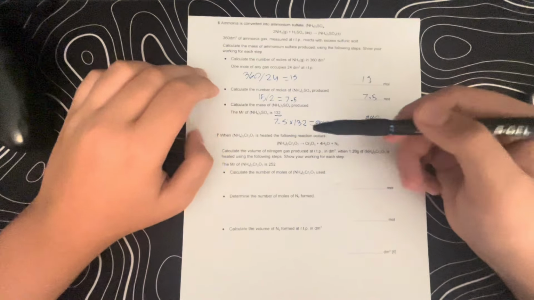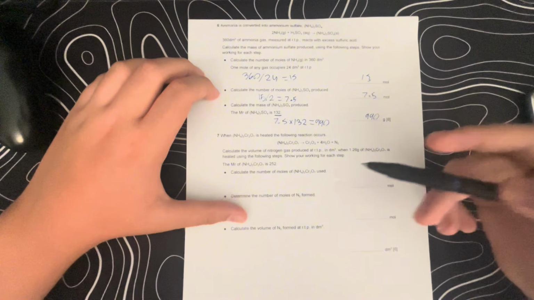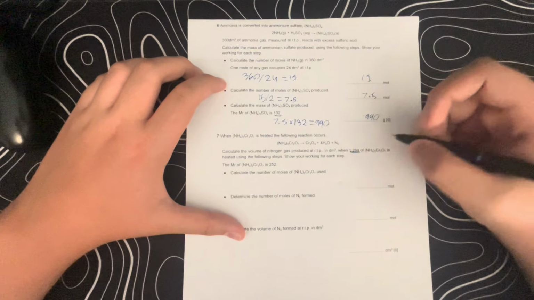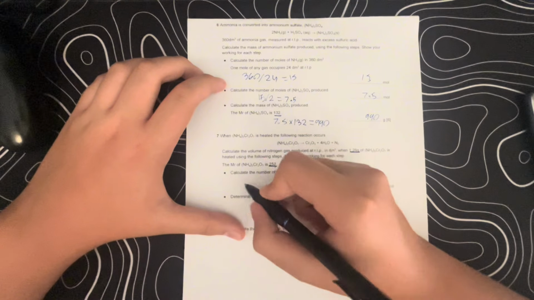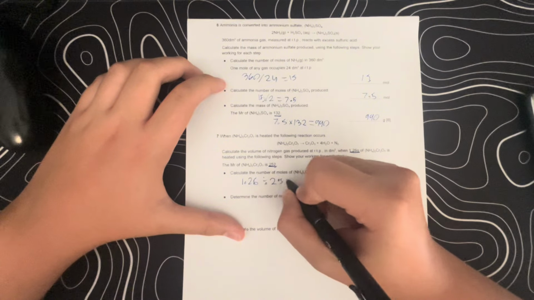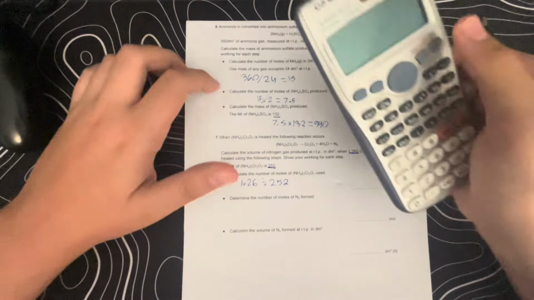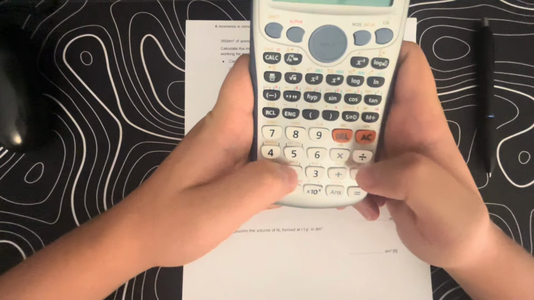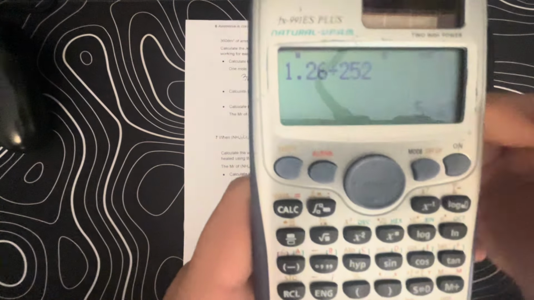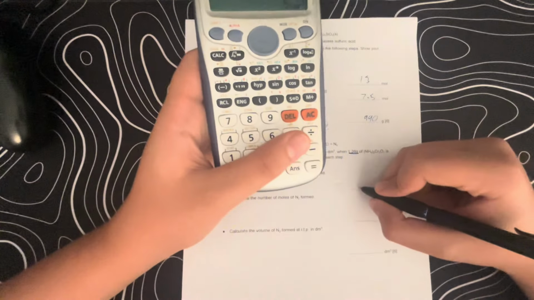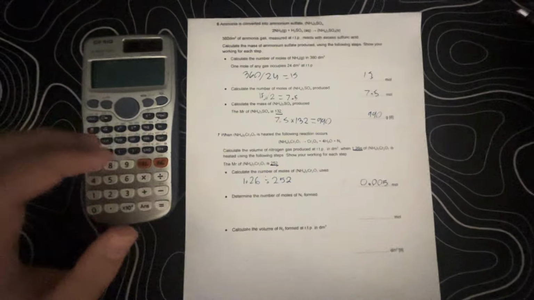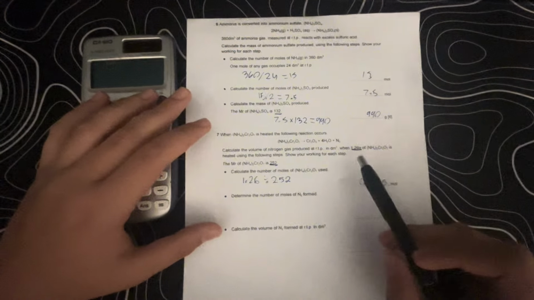For the first part of question 7, we need to use the formula moles is equivalent to mass divided by molar mass. Over here, the numbers were given. So all we need to do is the simple calculation of 1.26 divided by 252, which we will now do with the calculator. Which gives us 5 times 10 to the negative 3, or in other words, 0.005 moles.